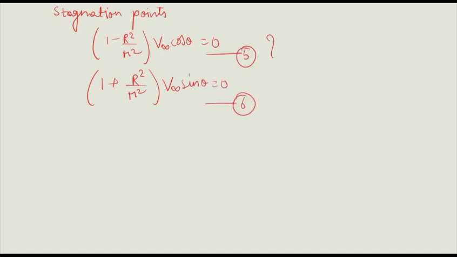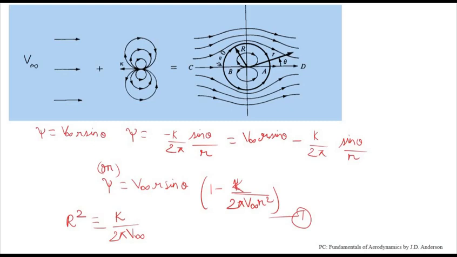If I simultaneously solve both these equations for r and theta, the stagnation points located at r comma theta are given by R comma 0 and R comma pi. So these two points are denoted as A and B, as you can see here in the figure.